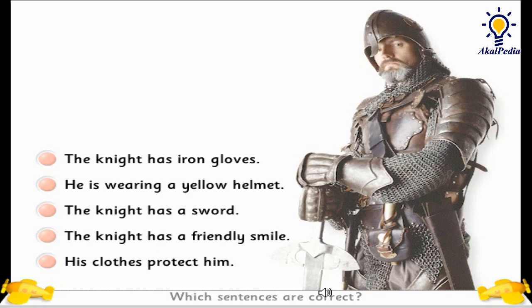Which sentence is correct? The knight has iron gloves. He is wearing a yellow helmet. The knight has a sword. The knight has a friendly smile. His clothes protect him.